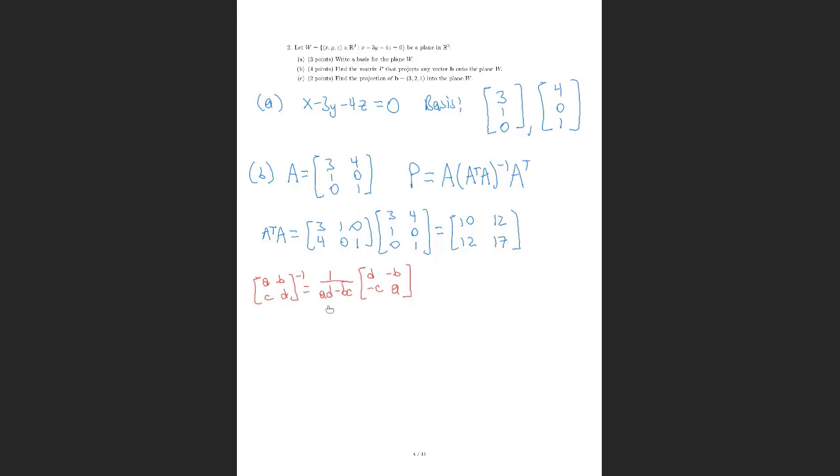I guess I can go ahead and mention it now. This formula for the inverse of a 2 by 2 matrix is actually 1 over the determinant times the transpose of the matrix of cofactors of the 2 by 2 matrix. So if you remember that formula for the inverse of a matrix from when we talked about determinants, this is actually that formula just for the 2 by 2 case.